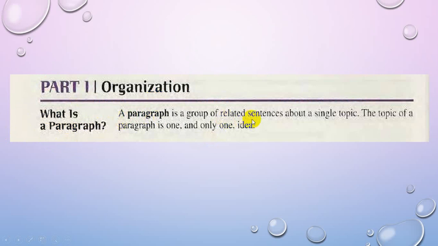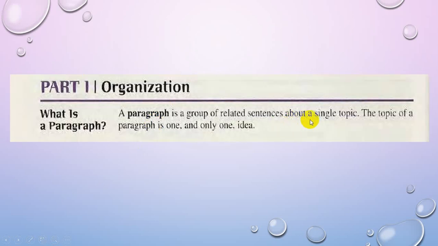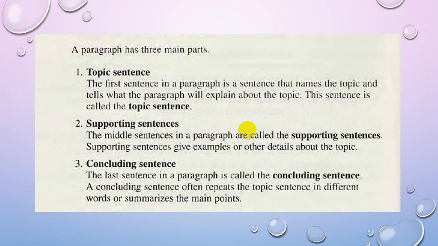A paragraph is a group of related sentences about a single topic. This is the definition. The topic of the paragraph is one and only one idea. The paragraph contains one idea, and only one idea. One and only idea. A paragraph has 3 main parts. Every paragraph contains 3 main parts.